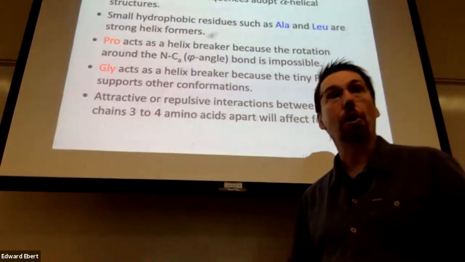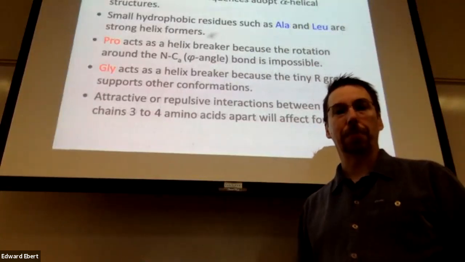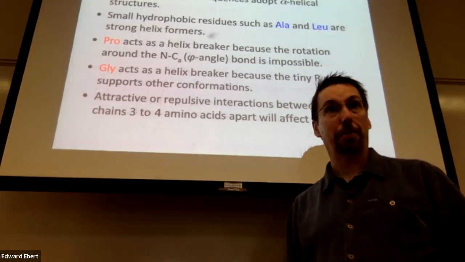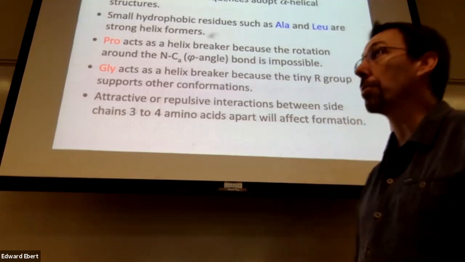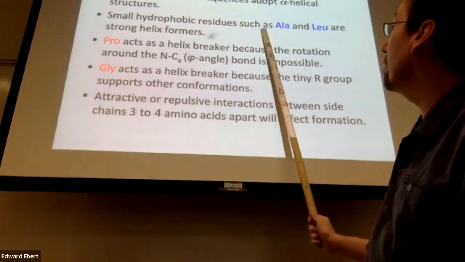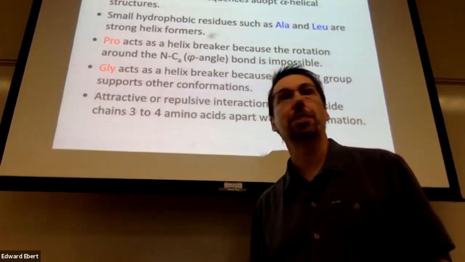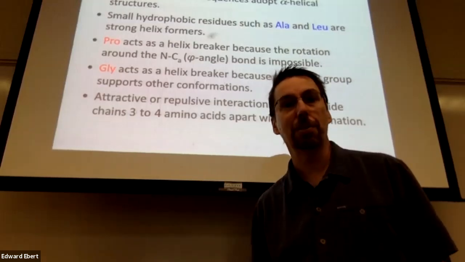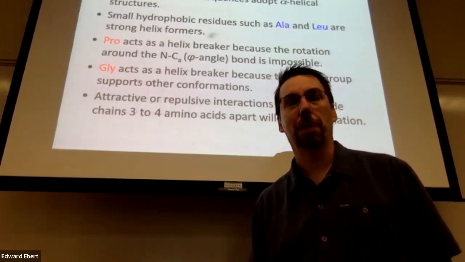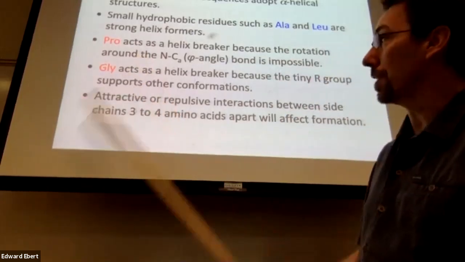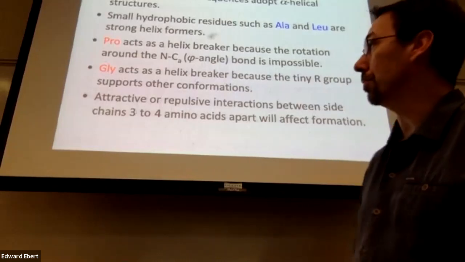Okay. Not all polypeptide sequences will adopt an alpha helical structure. There are some amino acids that promote an alpha helix, and there are some that break it. Alanine and leucine are strong helix formers. If you have a protein sequence with lots of alanines and leucines in it, there's a good chance it's going to be an alpha helix, unless you see proline or glycine, because they will disrupt it.